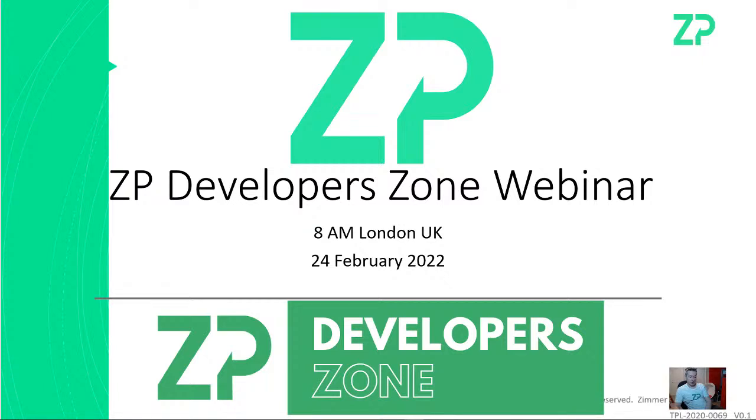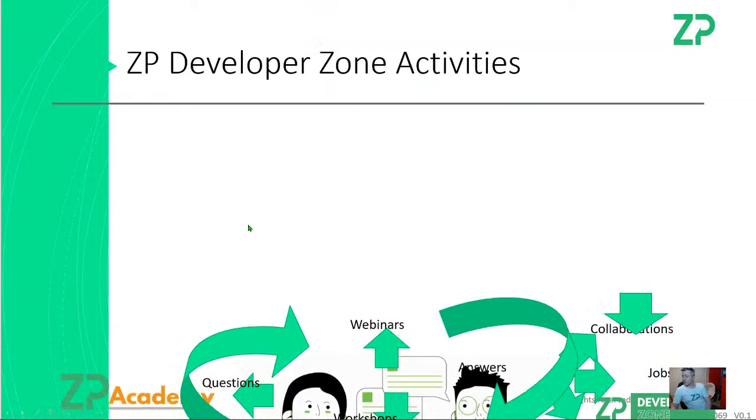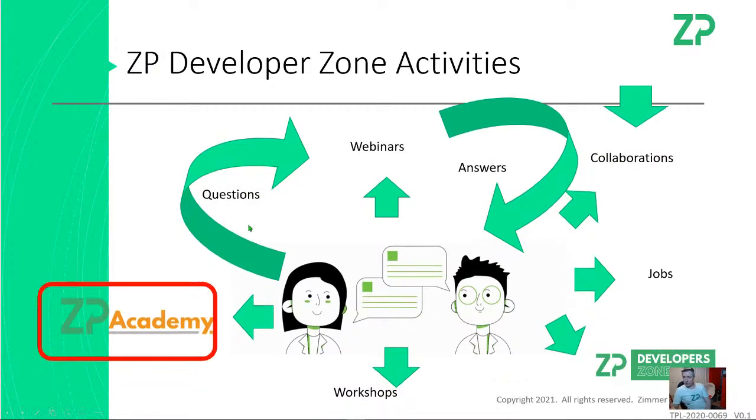So what I'm going to do then is essentially jump into it now. Just checking that the volume is okay. Okay, so if we jump into it now, every week we do the ZP Developer Zone.